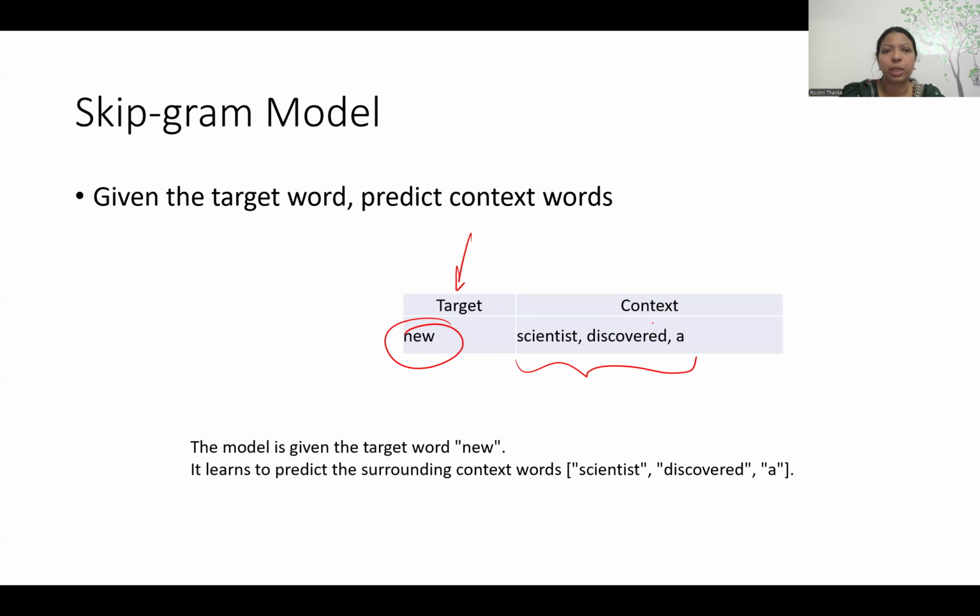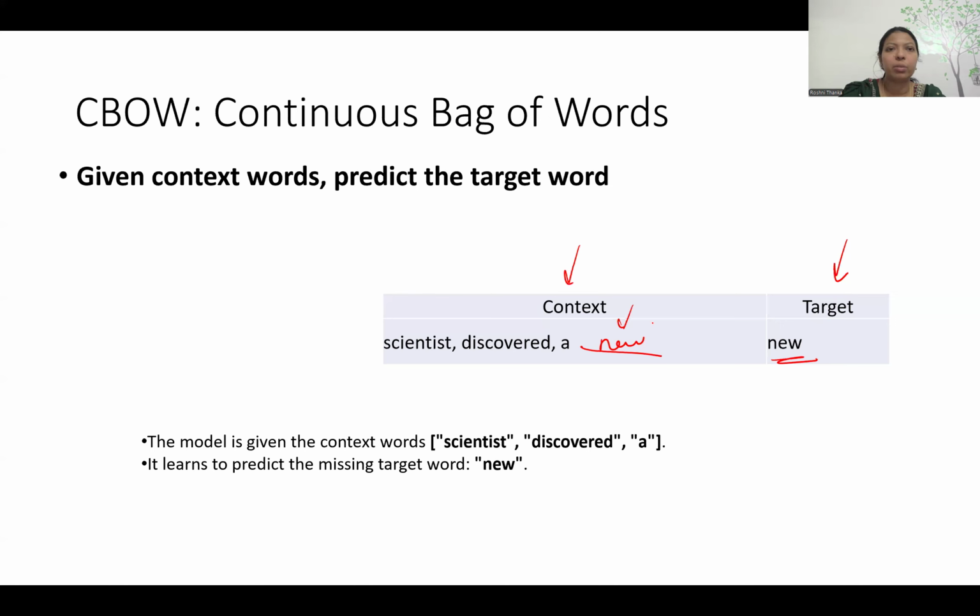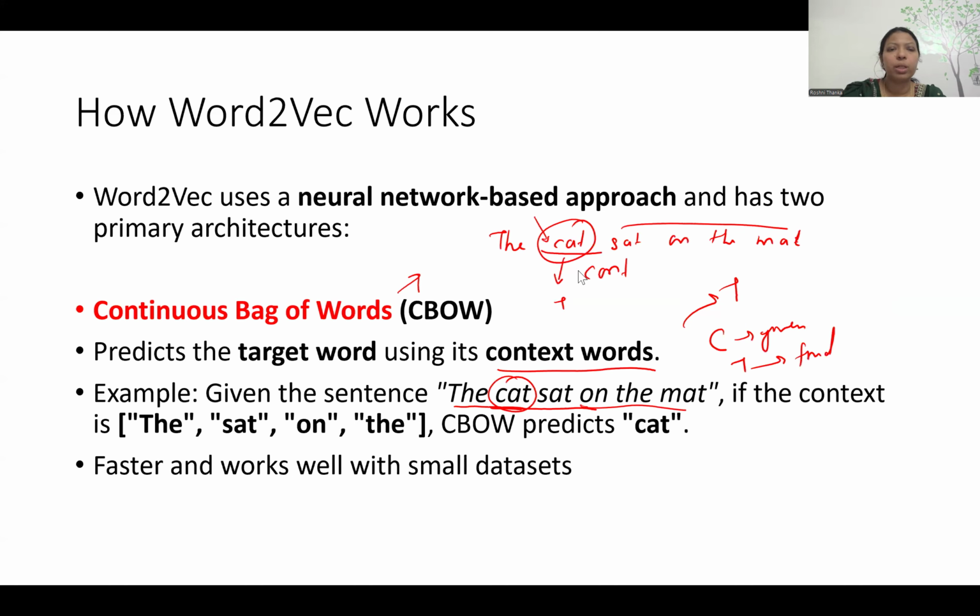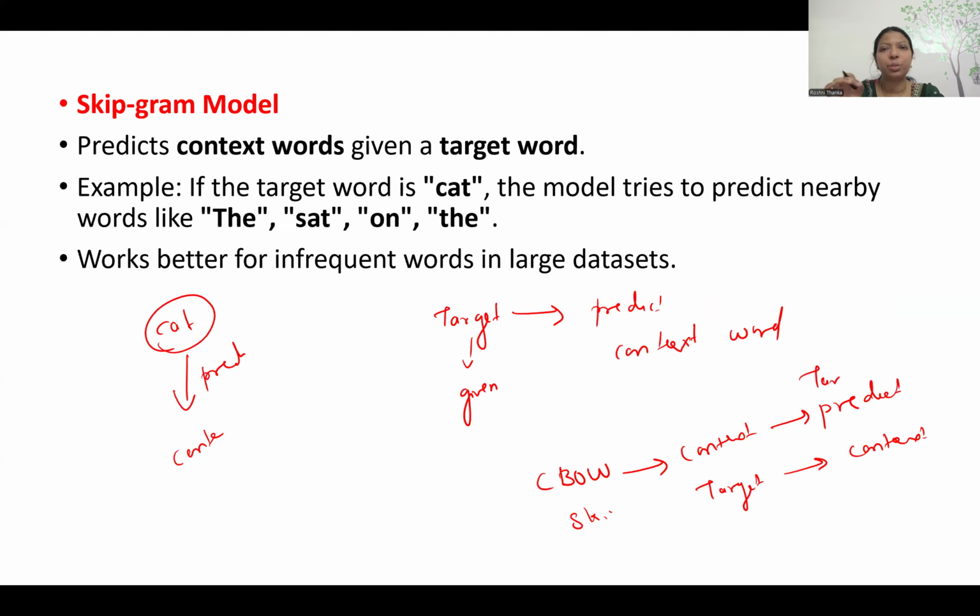So what are the 2 techniques for Word2vec? One is continuous bag of words, another one is the skip-gram model. Using these 2 techniques, we can do word embedding, and we can predict the word. Either the word can be a target word or it can be a context word.